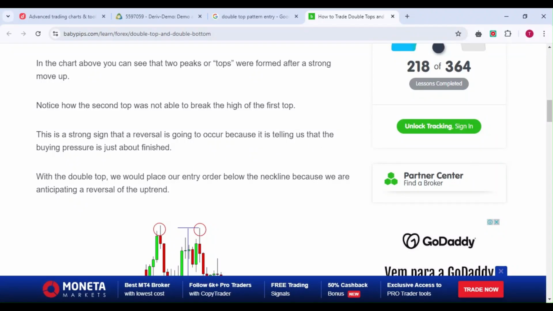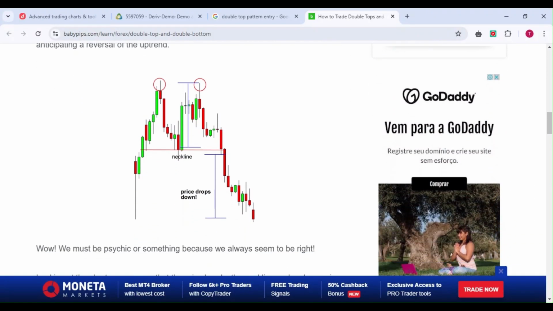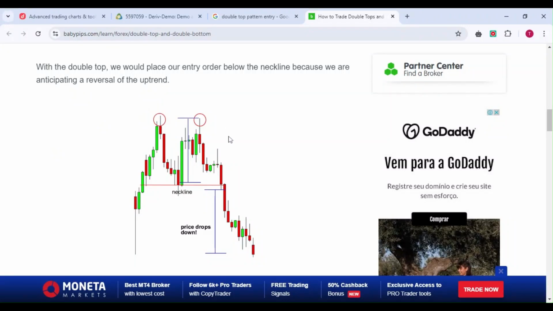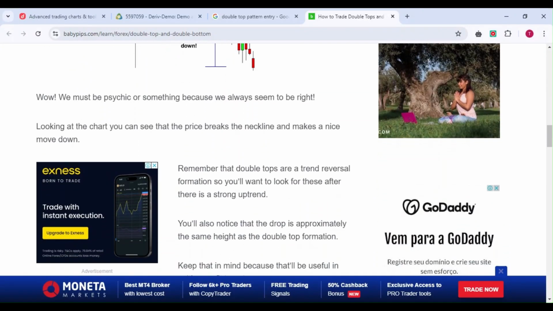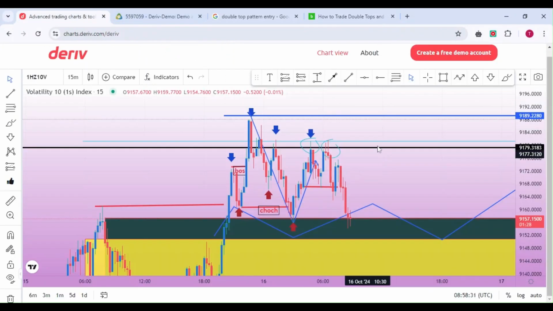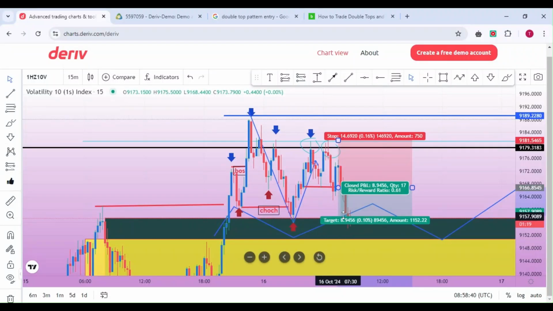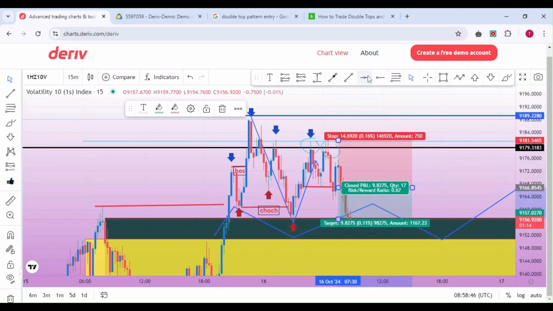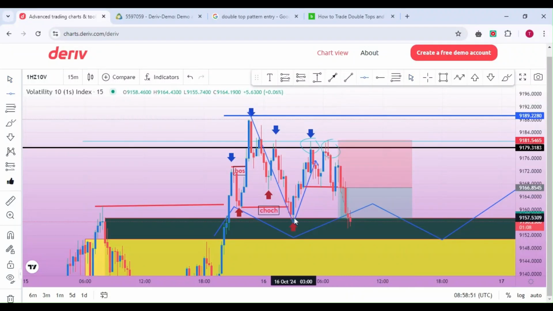So with this double top, we will place our entry order below the neckline, because we are anticipating a trend reversal of the uptrend. So you can see the neckline, then we pick some trades to the downside. Just look, if someone took a trade from this area because of that double top, you see we would have scooped something to the next area, which was this one. So you would currently be on profit using the same concept.